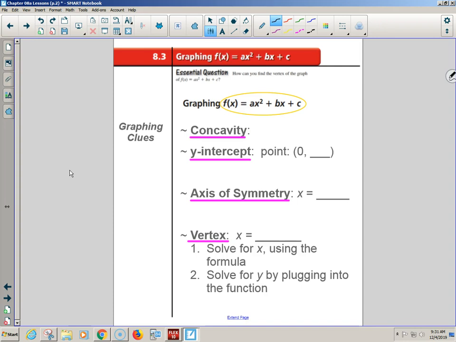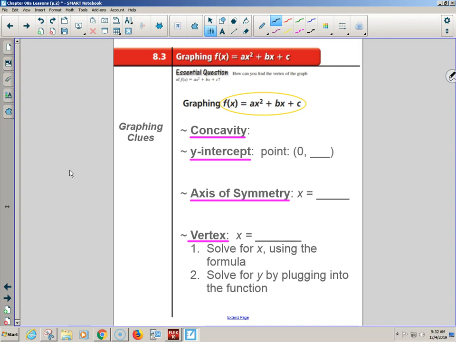What's new and what's different this time? Look at that title at the very top. Do you see it? There's a b, and the b has also an x. Section 8.3 says we're adding in a whole new term, and we now have to figure out what's going on with him.